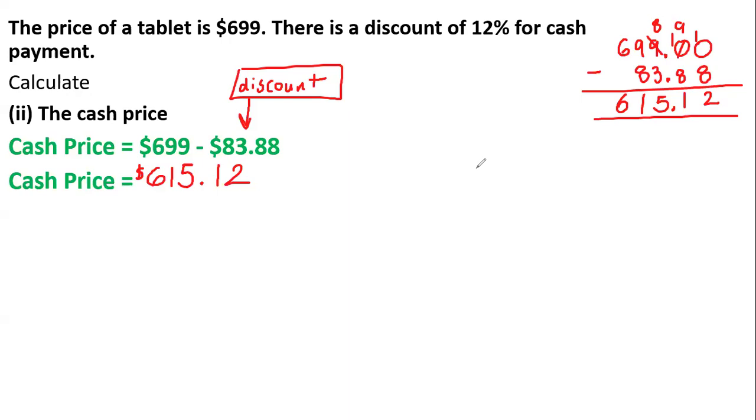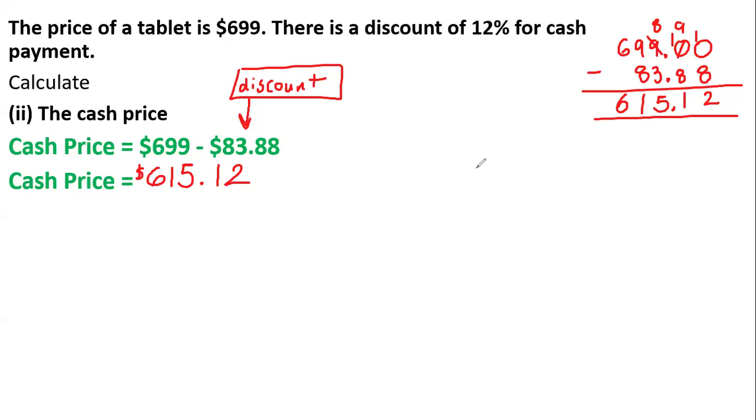That's Nathan. Yes, sir. Go ahead and explain how I got the cash price. Okay, so for the cash price, you have to put 12 over 100, right? And then you multiply it by 699 over 1, right? Then you divide 699 by 100.